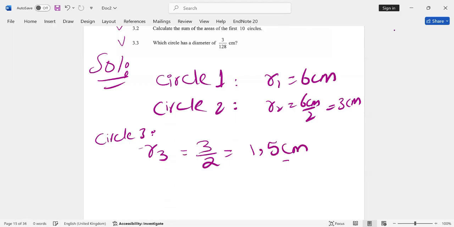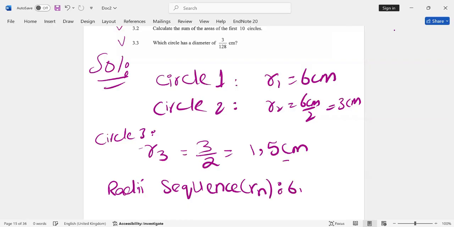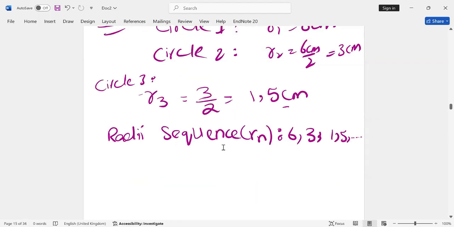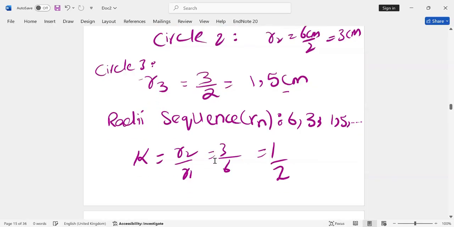So these are the circles, and if we write the sequence of the radii, Rn, that is 6, 3, 1.5, and so on. Okay, and the common ratio K for this is K equals R2 by R1, which is 3 by 6, that is equal to 1 by 2.